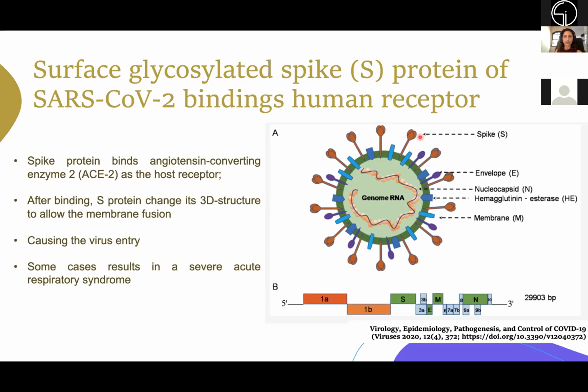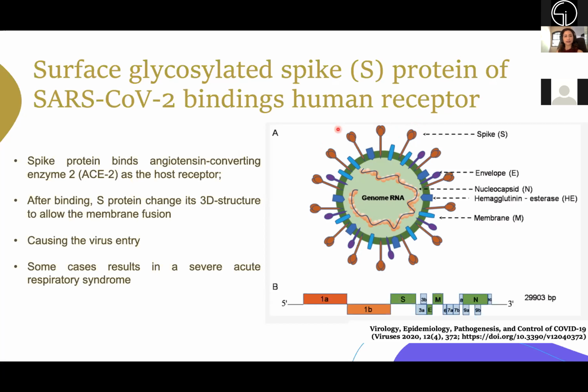It is the surface glycosylated spike protein of SARS-CoV-2 that binds to the human receptor known as angiotensin-converting enzyme 2, ACE2. So it is like the main entrance of the virus into human cells. It's interesting that these proteins are homotrimers, so there are 3 units of the same protein that build this spike all around the virus.